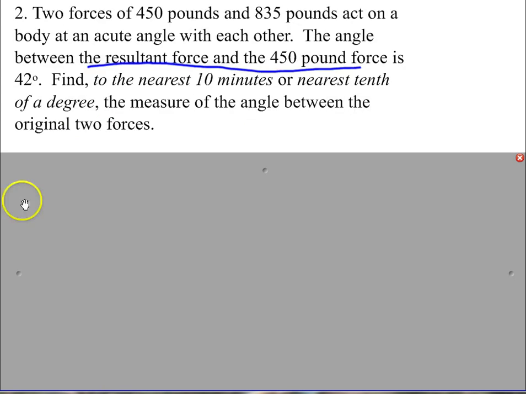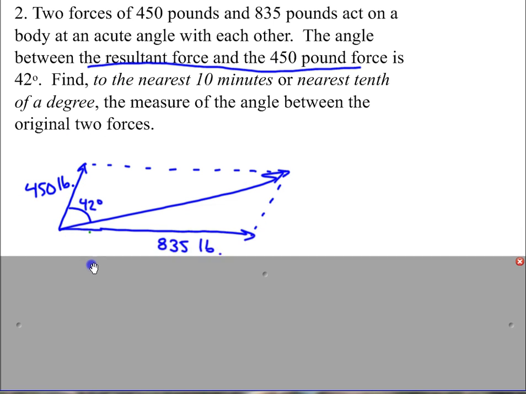Okay, question 2 asks about two forces, again, except at an angle that is unknown. They act at an acute angle to each other. However, we know that the angle between the resultant and the 450-pound force is 42 degrees. It's a really good question. Let's sketch out what we know.